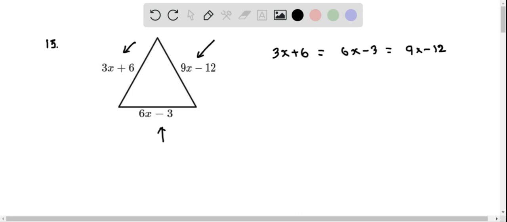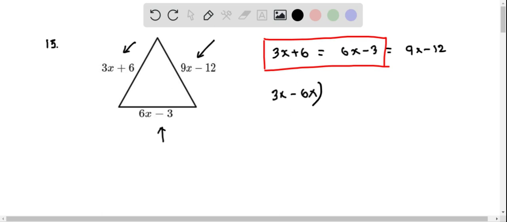Now we have to solve for x. I could consider one part as the equation, or I could consider the other part, to solve for x. Here I'm considering 3x plus 6 equal to 6x minus 3. First I subtract 6x from both sides. When I do that, I get 3x minus 6x plus 6 equals 6x minus 6x minus 3. We can cancel the 6x and negative 6x, and this becomes 0.